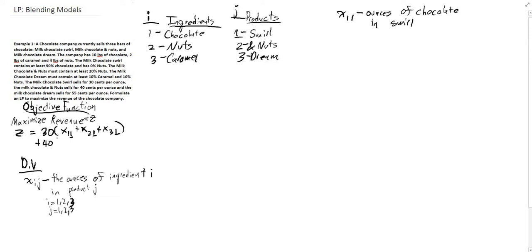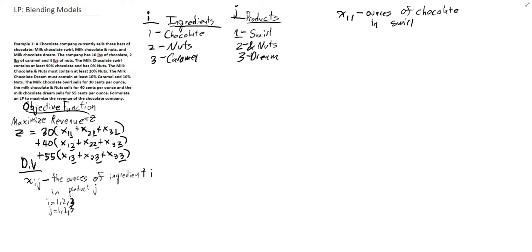Now we have 40 times the amount of chocolate in your Milk Chocolate and Nuts, plus the ounces of nuts in Milk Chocolate and Nuts, plus the ounces of caramel in Milk Chocolate and Nuts. So that's going to give you your total ounces of Milk Chocolate and Nuts multiplied by 40 cents per ounce. And we have 55 being x13, x23, and x33. The total amount of ingredients used to make product 3 multiplied by that 55 cents per ounce.